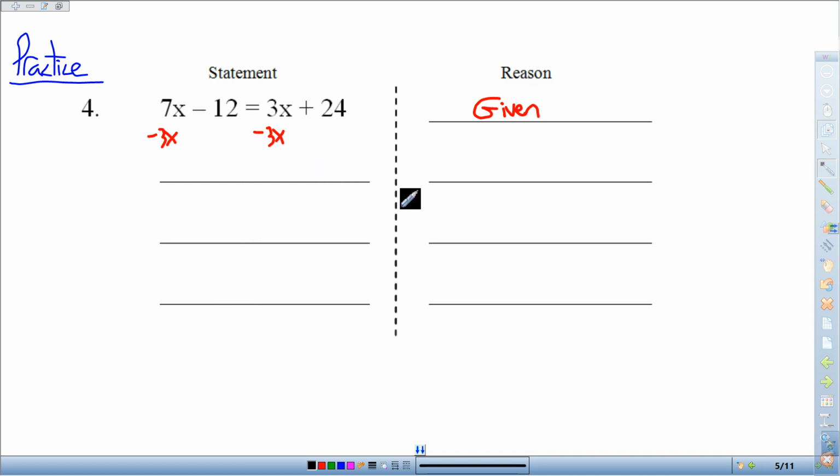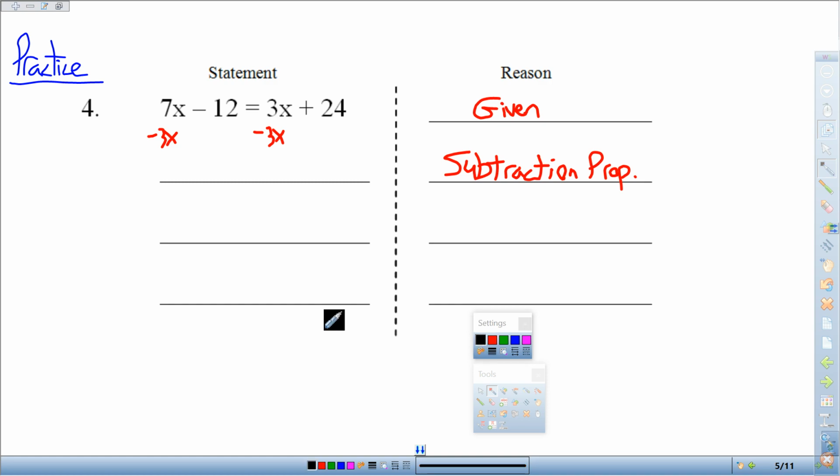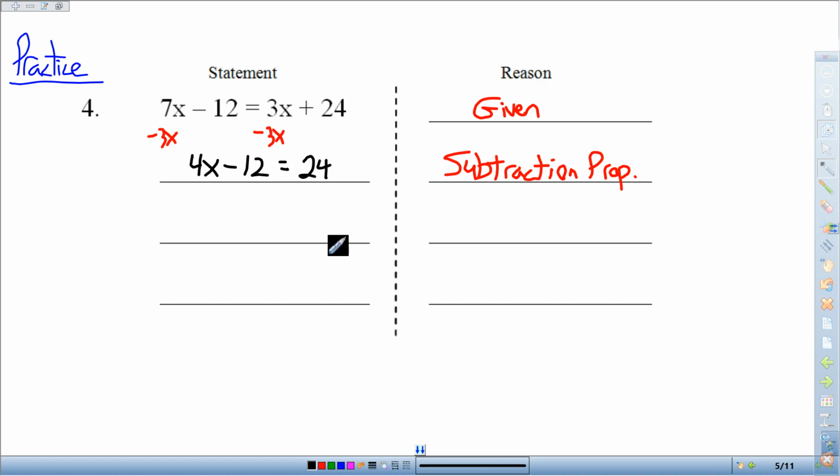But that's okay as long as you're doing your math correctly. All right, so I subtracted a number from both sides. So I'm going to start by my next reason. I use the subtraction property. All right, so 7x minus 3x, I got a 4x. Bring down the minus 12. Over on the right, looks like I got a 24.